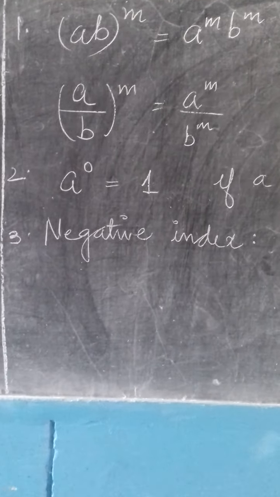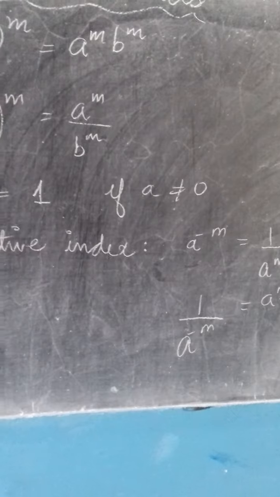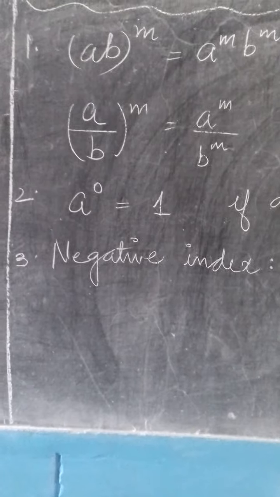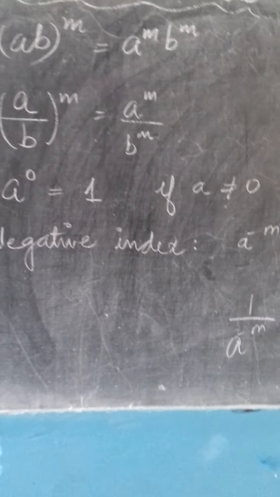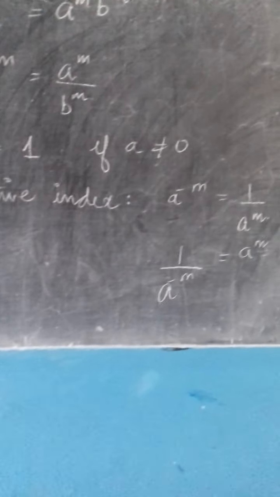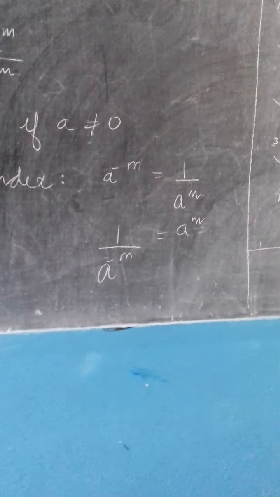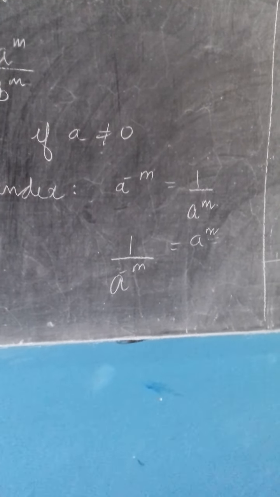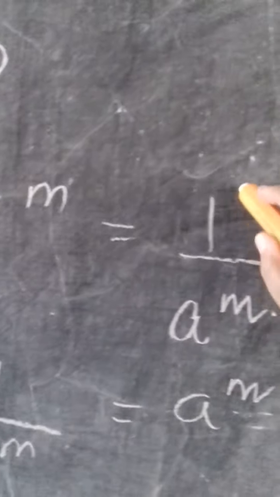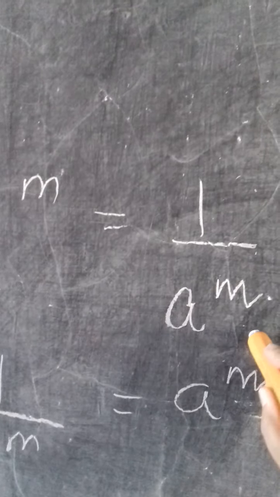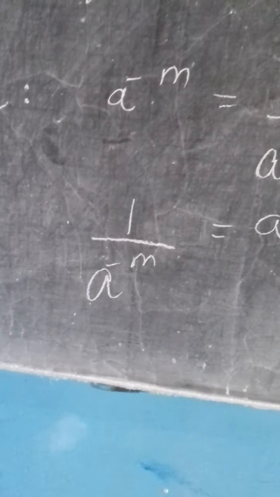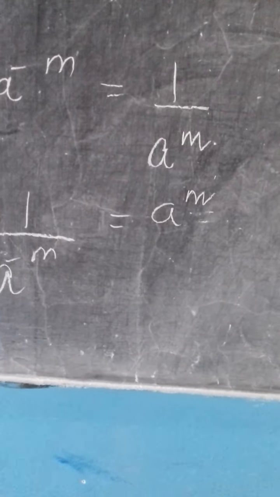Second thing, if any non-zero number, that is a is not equal to 0, has the power 0, its value is always 1. Now negative index: when a number has a negative power, a is not equal to 0, let me remind you, then to make it positive, bring this number down, 1 upon a to the power m. If it is negative in the denominator, then take it into the numerator.